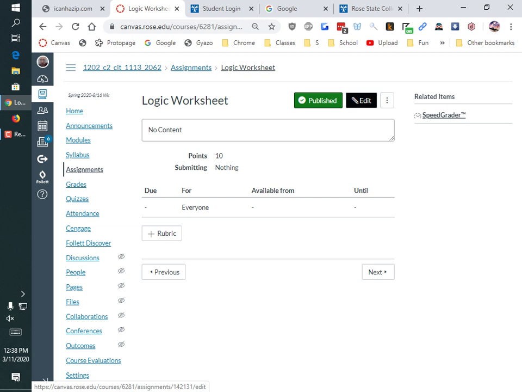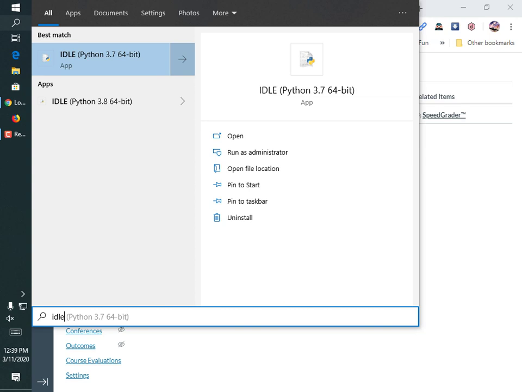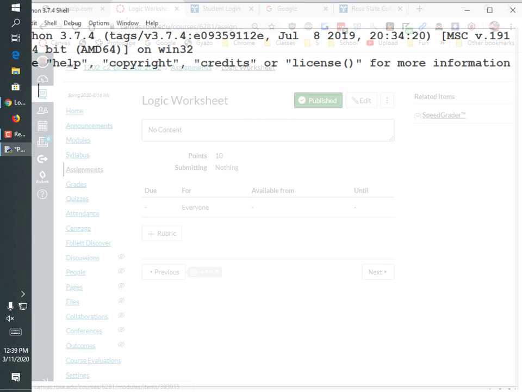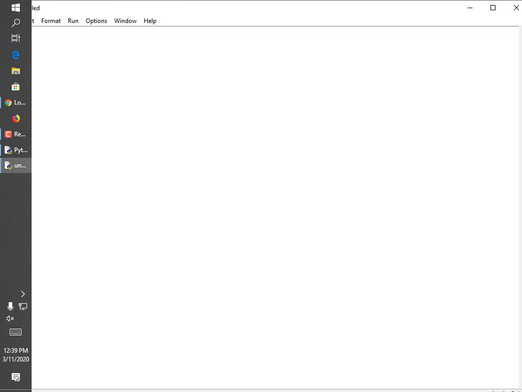Well, shucky darn. Well, we'll do one by hand. Load up good old IDLE, something like that. Make a new document. Can't believe that. Where'd it go? Alrighty.